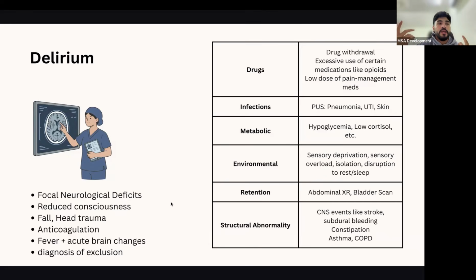You need to rule out hematomas. You need to rule out intraparenchymal bleedings. That's something you're going to do. If they're on anticoagulants, why? Because it's going to put them at higher risk for bleeding, so you have to do it. And if they had a fever with any acute brain findings, then you need to do neuroimaging. And if you're out of options and you cannot understand why this patient is having delirium, then you do neuroimaging as well.